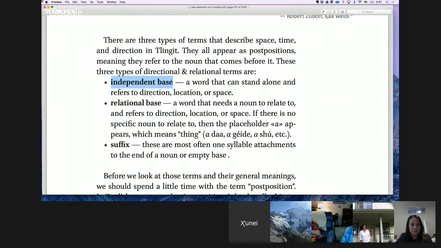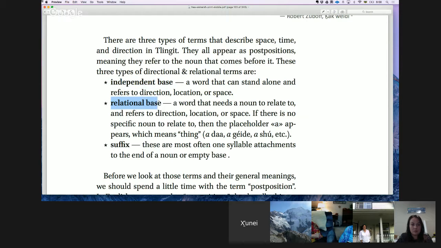That's the beach, that's where it is. The key, that's up above. The yi, that's down below. It doesn't need anything to relate to because we know where these spaces are. Dock is inland, dock is out to sea. So what we see with this is it fixes us in the Tlingit universe, these independent bases.